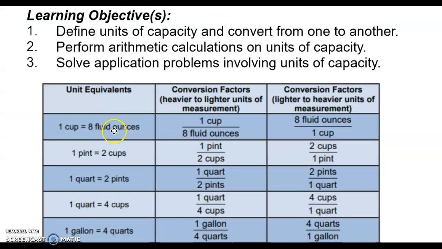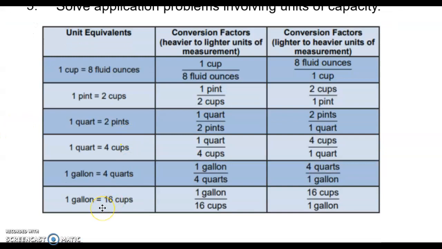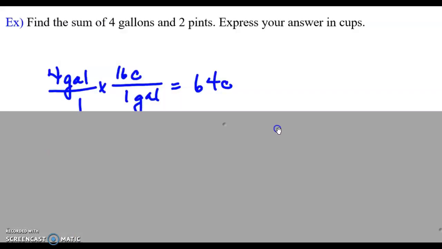Here's one. If you think you're kind of getting the hang of it, try this one. Hit pause and try to find the sum of 4 gallons and 2 pints with your answer being in cups. All right, so if you're not sure what to do, what I would do is I'd go back here and say, well, do I have anything involving gallons and cups? Yes, cool, I do, right there. 1 gallon, 16 cups. Do I have anything involving pints and cups? Yes, I do. 1 pint is 2 cups. So that tells me what to do with this problem.